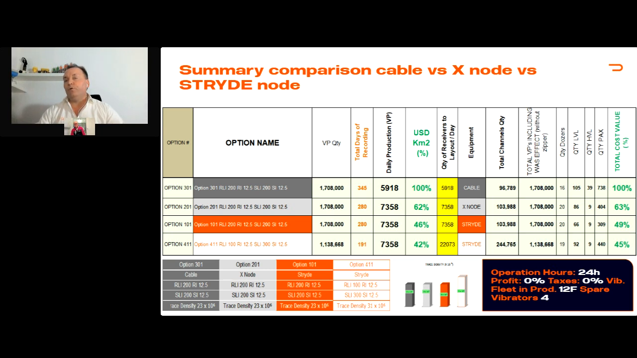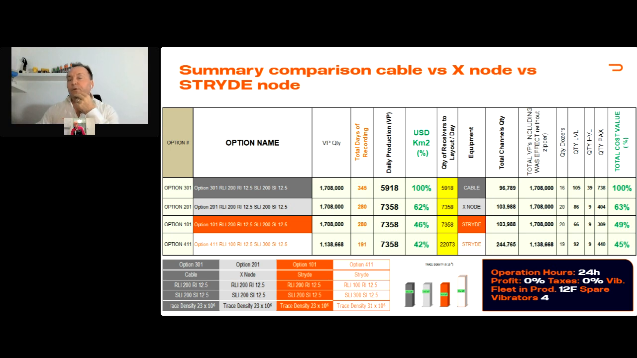If you take the whole program, including production, mob, demob, 49%. So basically, a stride node program will cost half of your cable program for the same design, same trace density output. And the generic node will be about 13 to 15% above a stride node system.